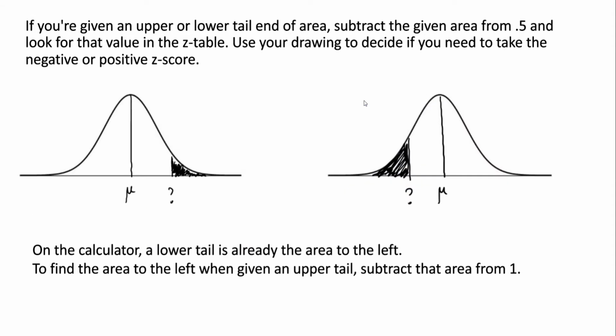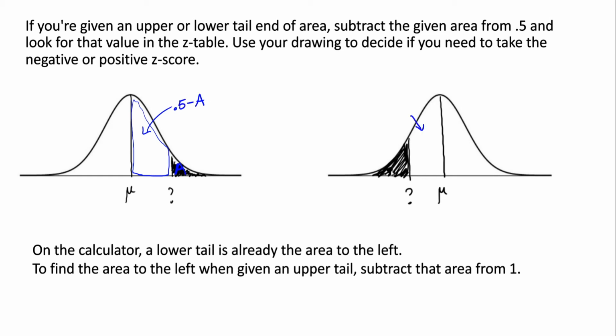The next type of area you could be given is either an upper tail end or a lower tail end. So this is if they tell you have an upper small percent or a lower small percent. So here what you would do is subtract the given area from 0.5 and look for that value on the z-table. So you can only look up pieces of area like this on the z-table. And this piece, if this is our area A, this piece is going to be 0.5 minus a.